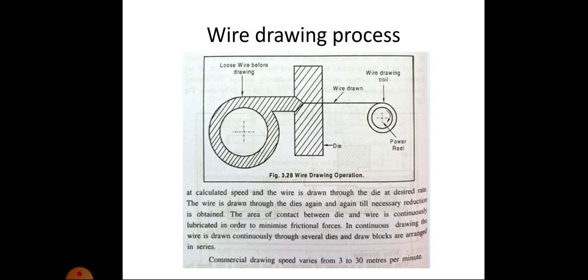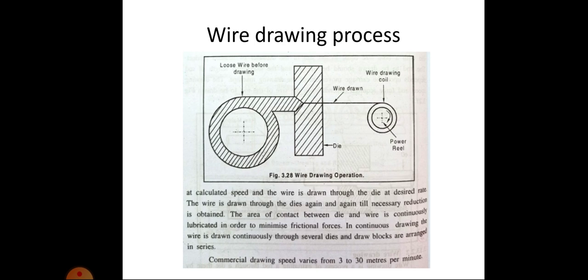Single draft method operation is started by making a pointed end in the rod and pushing it through the tapered hole in the die. The pointed end is then pulled by tongs and then attached to a power operated reel.